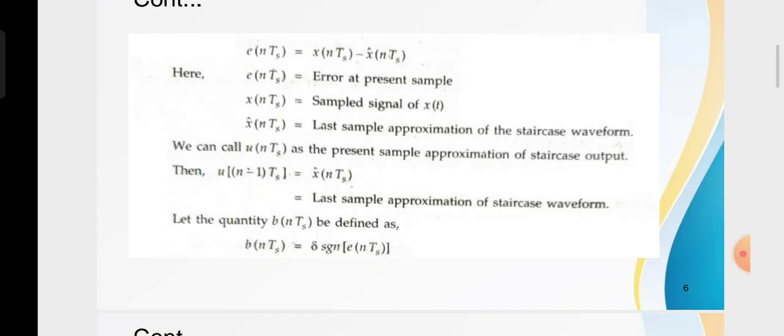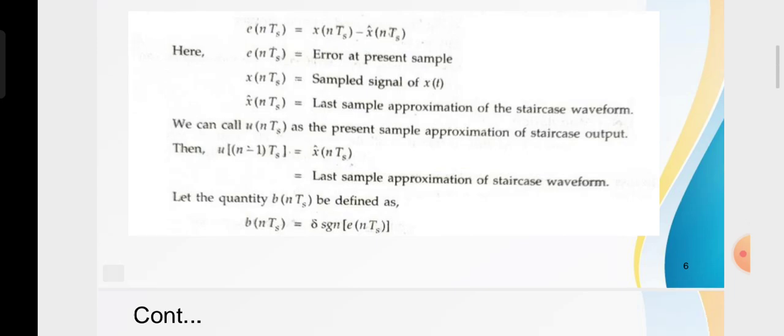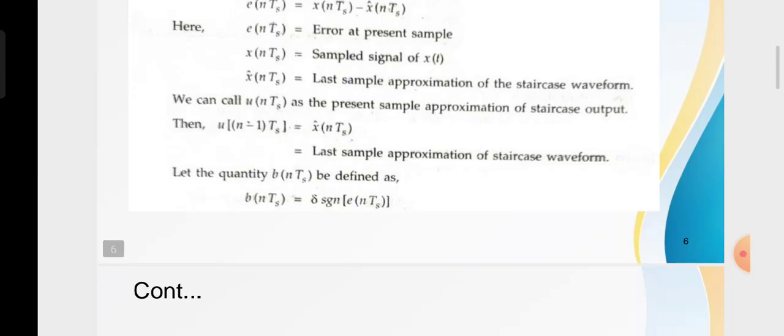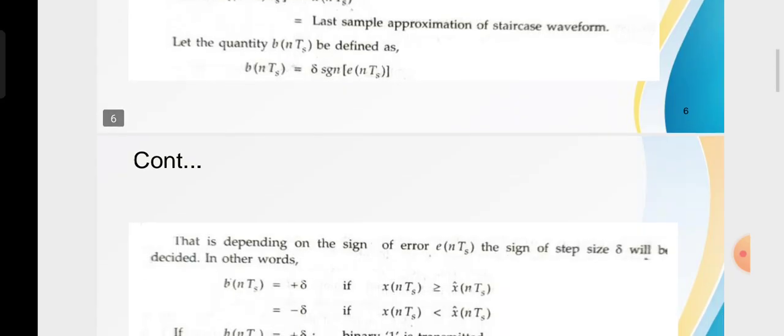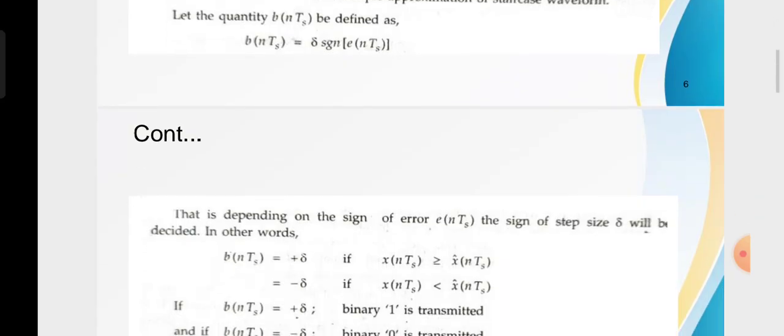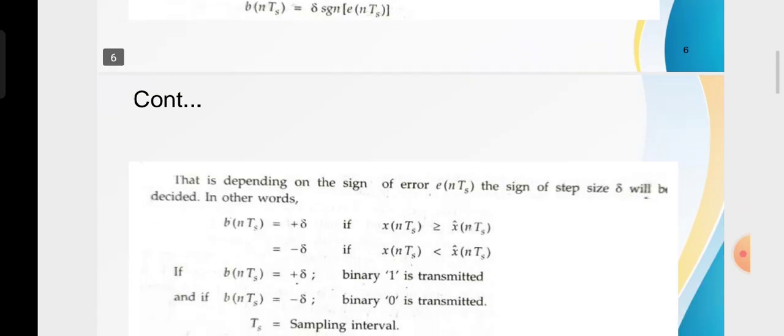Now we can call u(nTs) the present sample approximation of the staircase output. Then u((n-1)Ts) equals x cap(nTs), so that is the last sampled approximation of the staircase waveform. Let b(nTs) be defined as b(nTs) equals delta times signum of e(nTs). It depends on the sign of the error e(nTs); the sign of the step size delta will be decided by it.